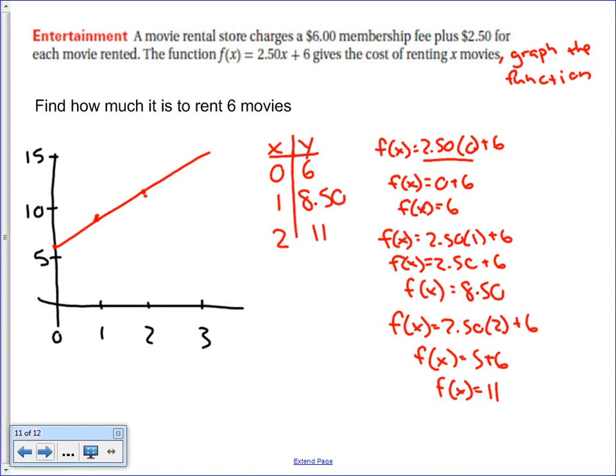And we want to find how much it is to rent 6 movies. So we just need to plug in 6 for x in that equation. So 2.50 times 6 plus 6. That's what our function is. 2.50 times 6 will give me 15, and then 15 plus 6. So it should be $21 for 6 movies.